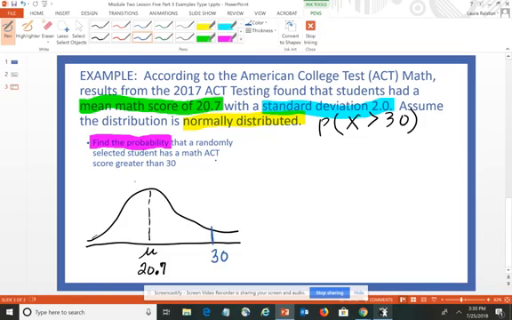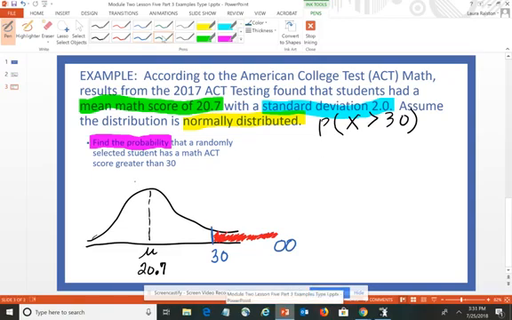We want to be greater than 30. Greater than is to the right. So we want this region out here in what we call the tail. And again, although you can't really score positive infinity on the ACT, because this is a continuous probability distribution, it actually does go, in theory, out to the positive infinity.